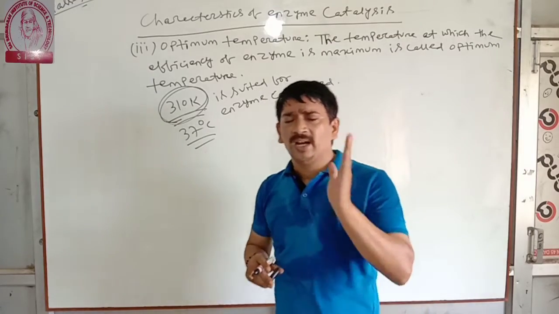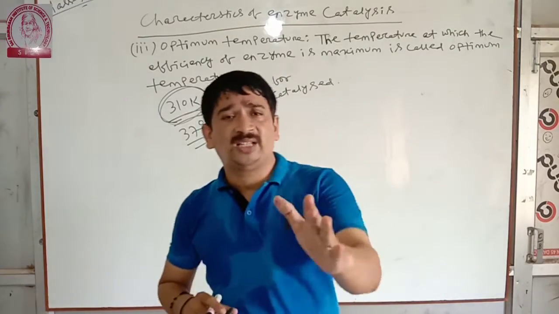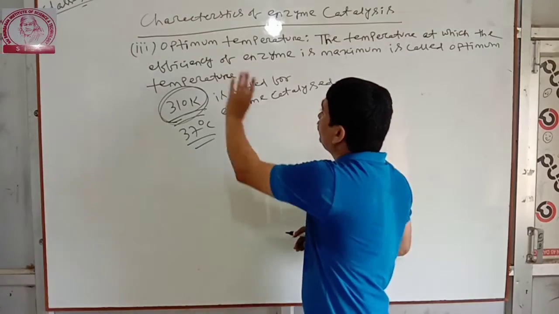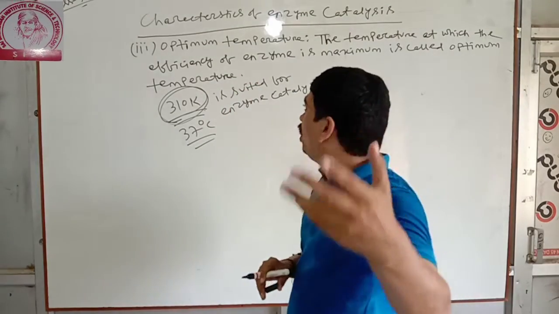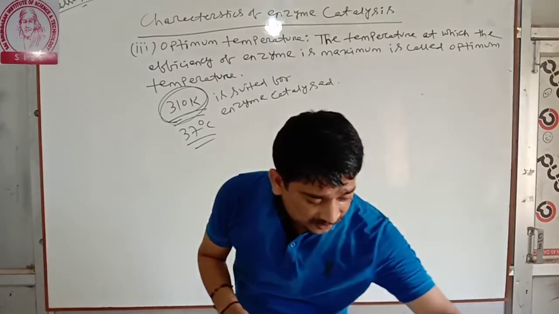The temperature at which efficiency of the enzyme is maximum is called optimum temperature. Clear?